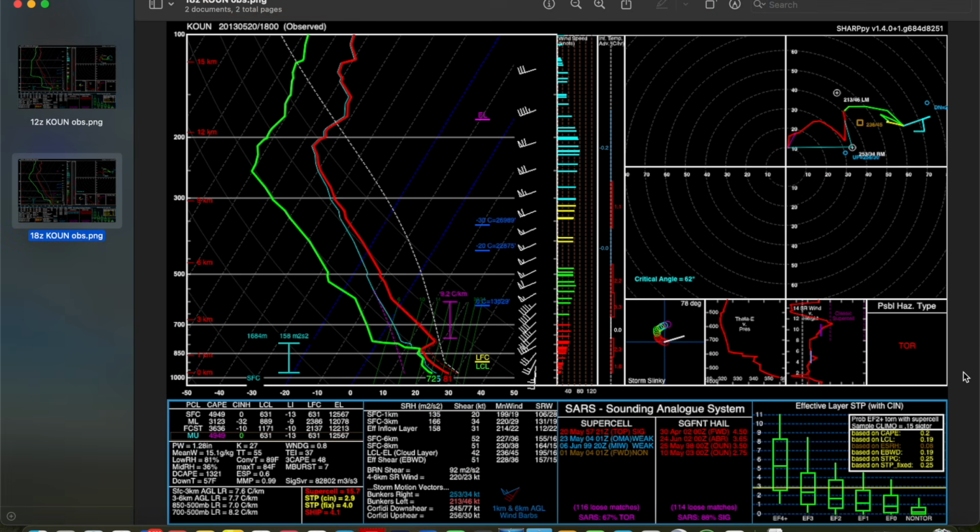So to summarize this environment, we definitely had the forcing mechanisms in place to initiate supercells along the dry line. Quite an explosive environment given very strong instability and a quickly eroding cap, but the wind profile was not necessarily super favorable for strong to violent tornadoes.